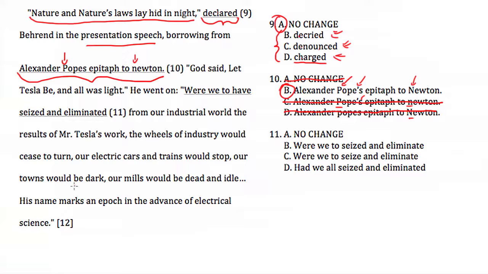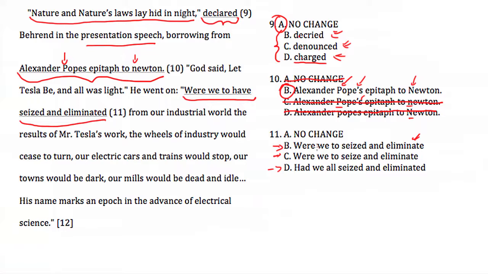Question 11 is in the next sentence, and it's asking about this quotation. "Were we to have seized and eliminated from our industrial world the results of Mr. Tesla's work, the wheels of industry would cease to turn. Our electric cars and trains would stop, our towns would be dark, our mills would be dead and idle." We're thinking about replacing the beginning of this quote by removing the word have, and then changing eliminated to eliminate. Or we can say, were we to seize and eliminate? Or had we all seized and eliminated?